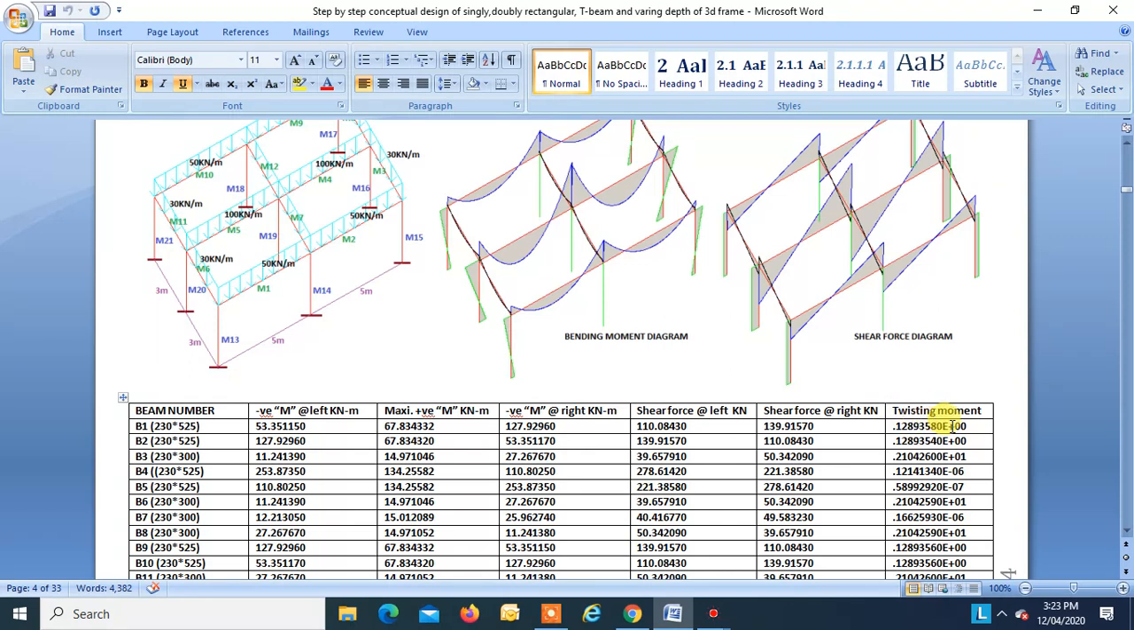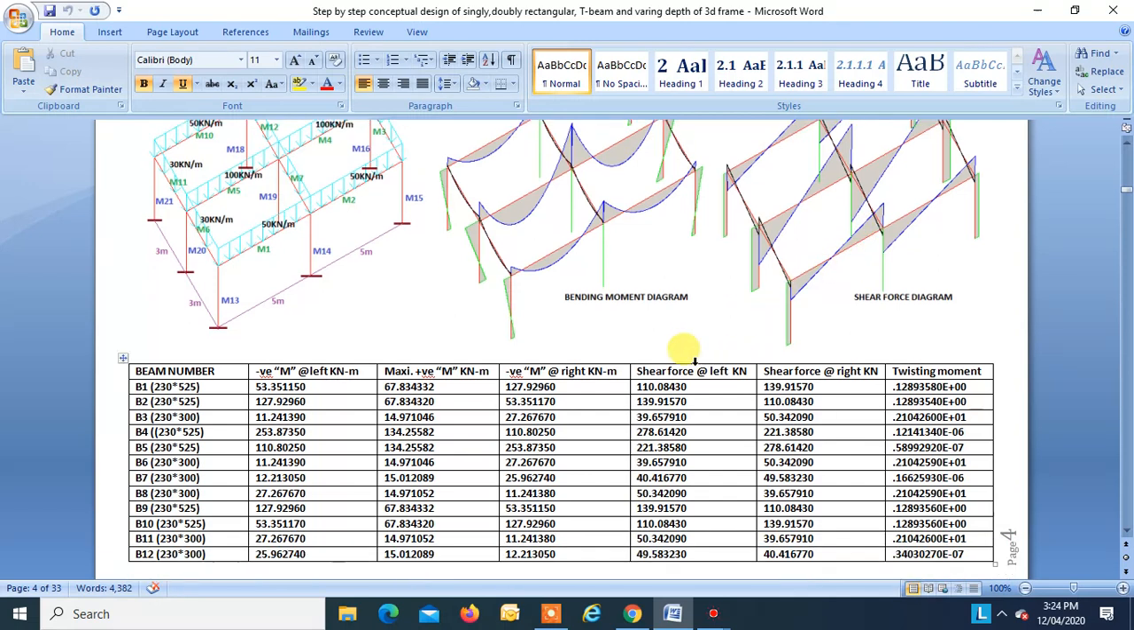And this is the twisting moment in this member. So this is the summary of the bending moment, shear force and twisting moment of each member, that is beam members, flexure members. We can see over here that the twisting moment is almost zero, right? Over here in beam 3, we can see the twisting moment is maximum, that is equal to 2.1 kilonewton meter, and in beam 8 it is 2.1 kilonewton meter, right? Otherwise it is almost near to zero.